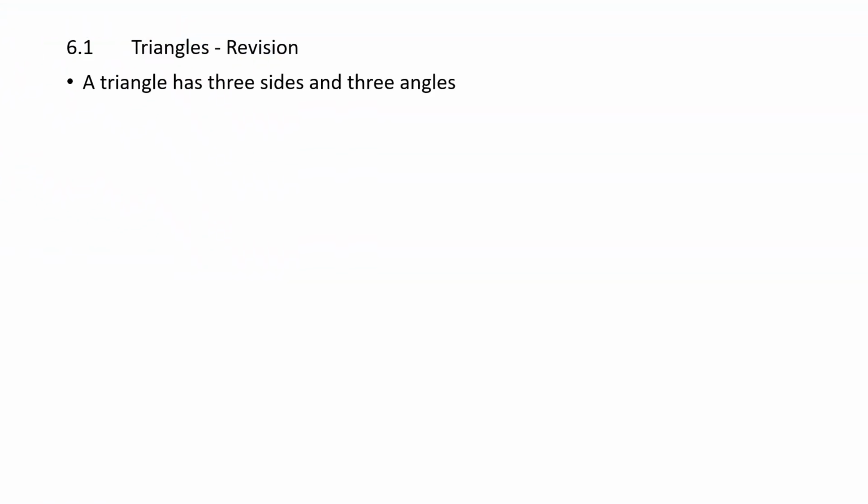We'll start with triangles and revision. A triangle has 3 sides and 3 angles. Please see the figure ABC on the right hand side. There are 3 sides AB, AC and BC, and 3 angles, angle A, angle B and angle C. So, when there are 3 sides and 3 angles joined together, it forms a triangle.